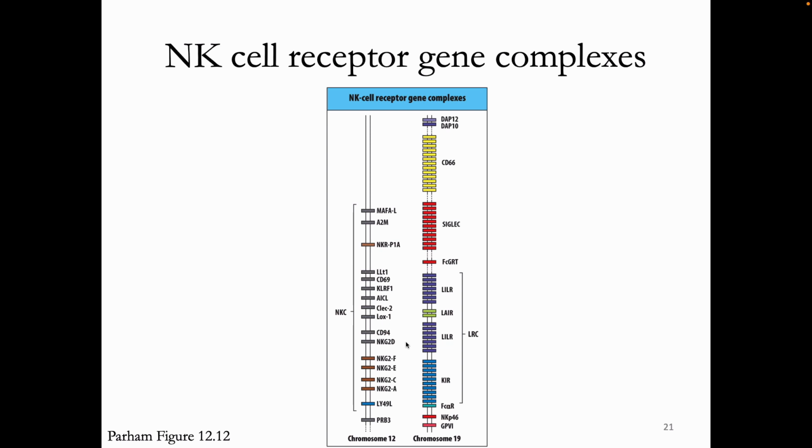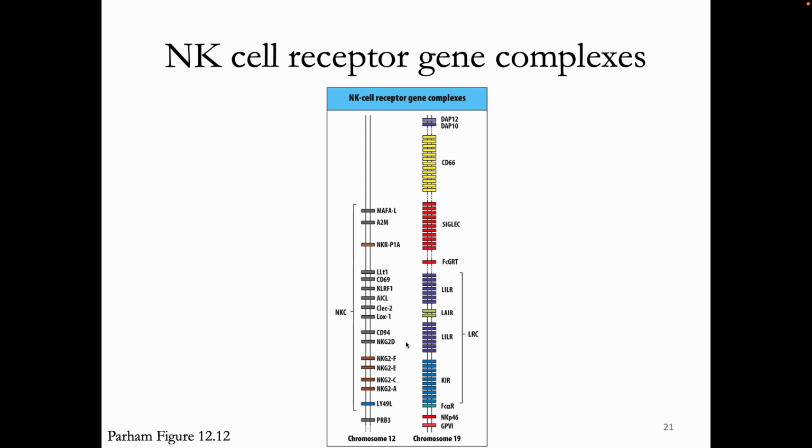The NK cell receptors are encoded by genes that are on a couple of different chromosomes in human. Some are on chromosome 12, some are on chromosome 19. These are not subject to VDJ recombination. You just have a section of chromosome 12 and a section of chromosome 19 that have a whole bunch of NK receptors. There's no VDJ.